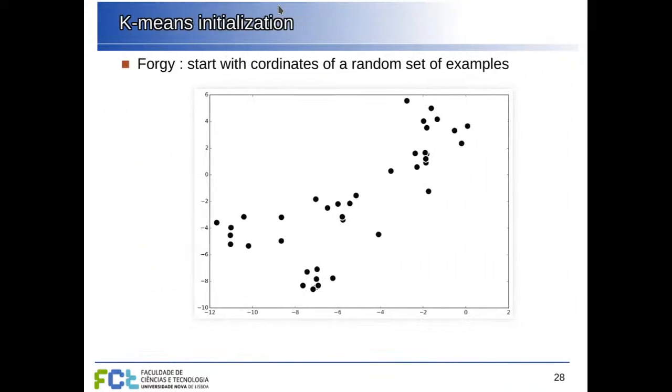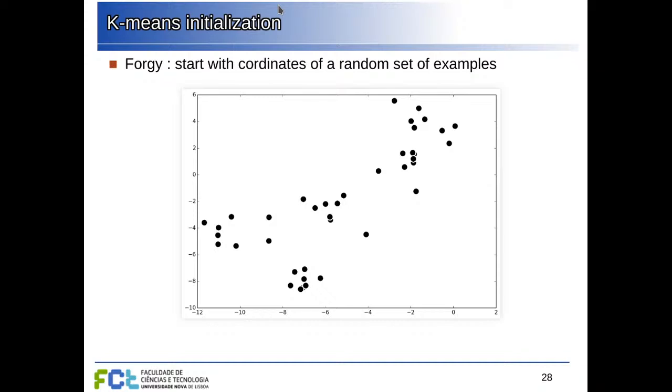So let's see this more visually. It's better to help understand. Let's suppose we have this data. Now, the first step we need to do is to start with some initial guess for our centroids. This Forgy method for initialization starts with coordinates of randomly chosen examples. For example, we choose 5 like this. We have 2 here, 1 here. So these would be the random initial positions of the centroids.